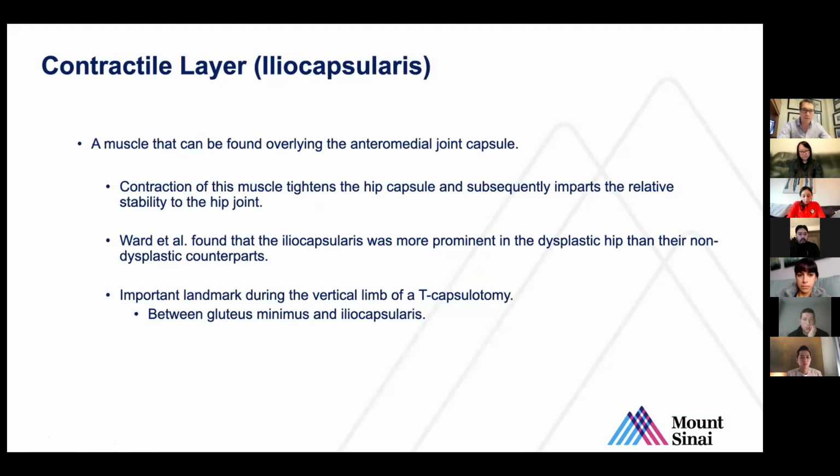Iliocapsularis, you may have never heard of. This is a muscle that goes over the anterior aspect of the joint. The contraction of this muscle tightens the hip capsule and subsequently imparts relative stability to the hip joint. Ward did a study and found that the iliocapsularis is more prominent in dysplastic hips. Now, why is that? We also found labral hypertrophy increases with dysplastic hips, and it's because there's more micro instability, more motion there, and the surrounding structures are working harder to maintain the congruity of the femoral head within the acetabulum. Therefore, you get hypertrophy of both the iliocapsularis as well as the labrum in that region. Does that make sense?